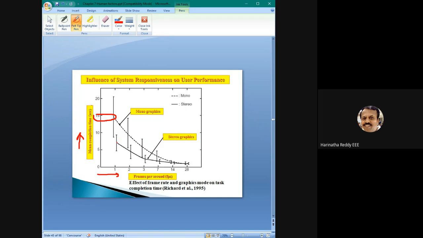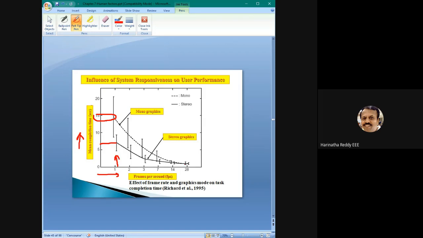Whereas this one, that is the stereo graphics mode, is taking almost what? Please observe, 15 FPS is for monographics and approximately 7 FPS is for stereo graphics. You can observe that at low refresh rates, stereo graphics takes very less time to complete the task, whereas monographics will take larger time. This is how the system characteristic will respond, or how it influences the user performance.